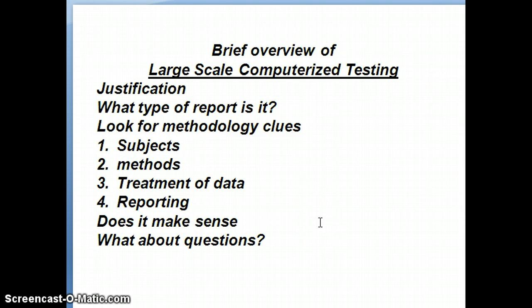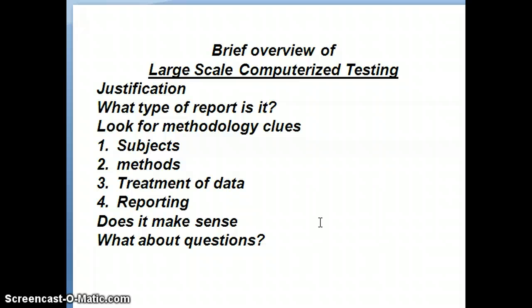So again, look at the justification. Now again, this is a totally different type of study, and I'll report on this in a minute. So this is a lot different type of research study than I did in the first one. Again, it is a published study. And then one of the questions I kind of slopped over in the first one, but I'm going to focus on right now: what kind of report is it?